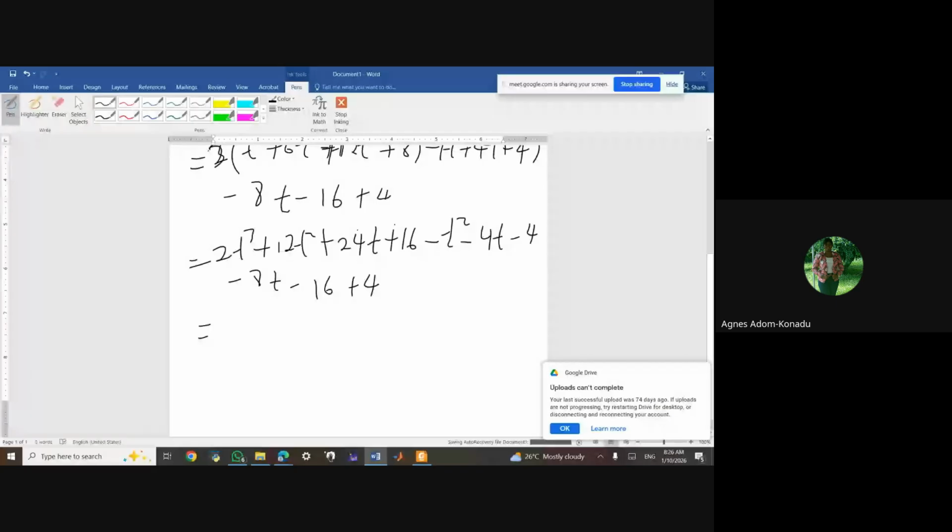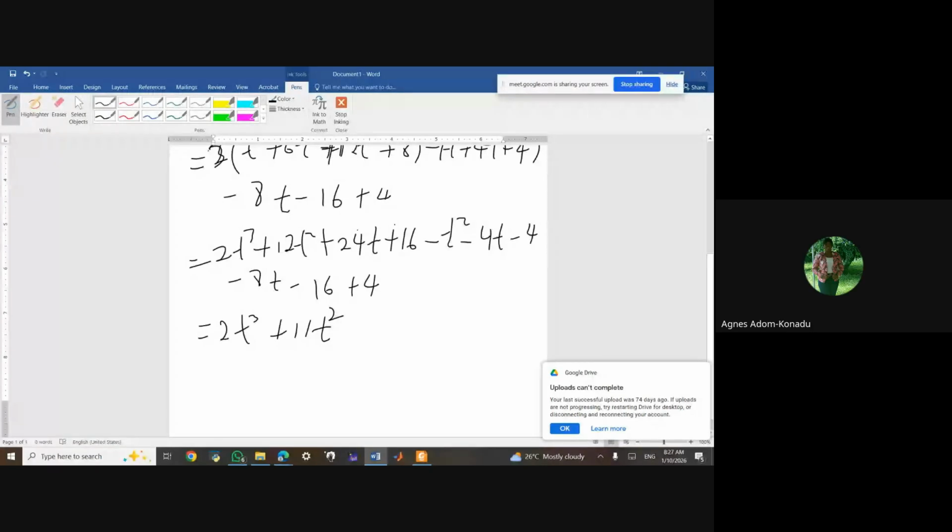So I think I have 2t cubed. Then I have 12t squared minus t squared. So this will give me plus 11t squared. Please, are you following? Yes, please. Okay, so that is that. Then I have 24t, 11t squared.